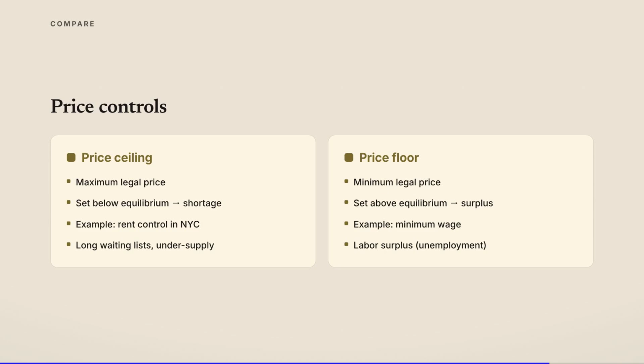Price controls create persistent shortages or surpluses because they prevent the market from reaching equilibrium. Well-intentioned policies can have unintended consequences when they ignore the basic logic of supply and demand.